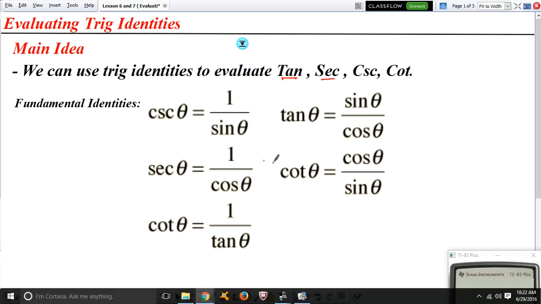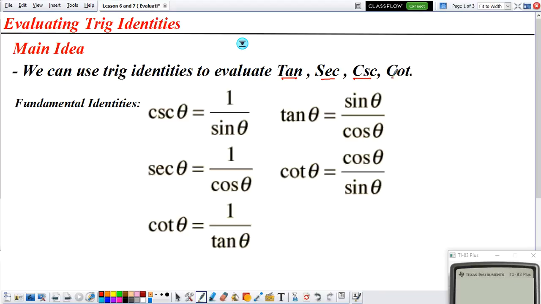Now today we will see how we evaluate trig identities. The main idea here is that we can use trig identities to evaluate other functions such as tangent, secant, cosecant, and cotangent. When I say trig identities here, I refer to the identities of sine and cosine. Every single identity that you will see in trigonometry can be boiled down into sine and cosine. Every single identity that you will see in trig can be written in terms of sine and cosine.